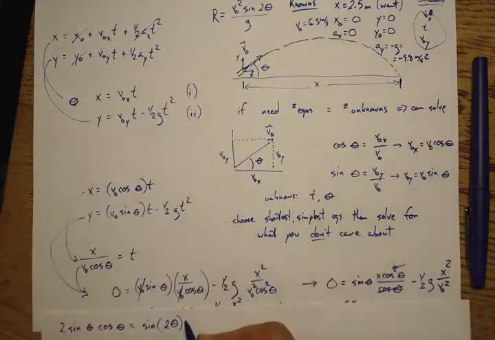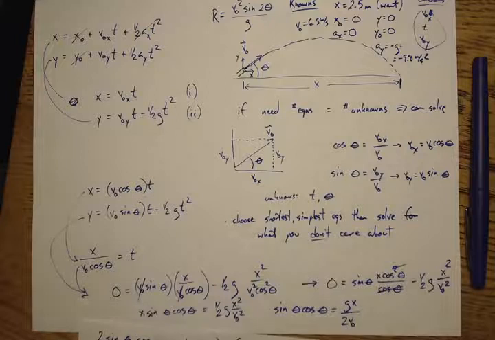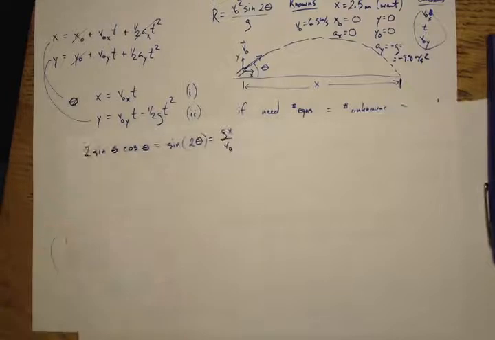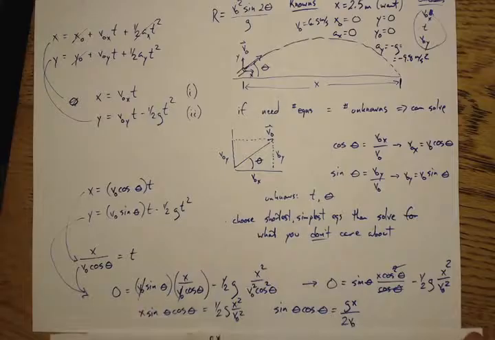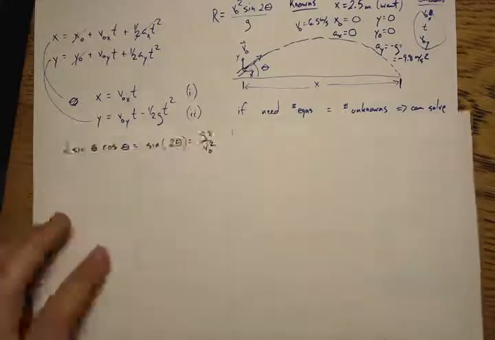And this is going to be equal to, I multiply both sides by 2, so I get g x over v naught. I think I lost a v naught squared. Okay. And then look at this.